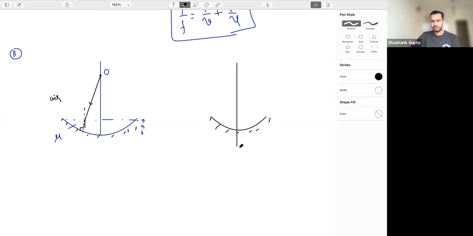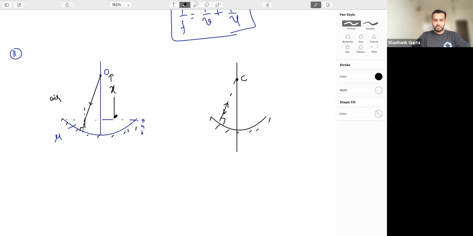Suppose this is the situation. Whenever there is a mirror, if the object is on the center of curvature, the ray will fall like this and go back like this exactly if it is the center of curvature. So the whole idea is here also what is happening. This is given, what is to be asked. Okay, this is being asked.